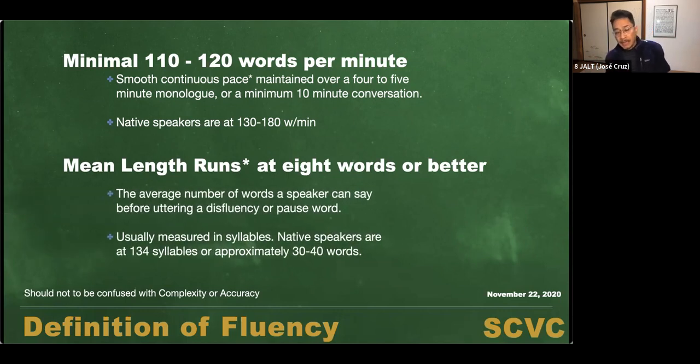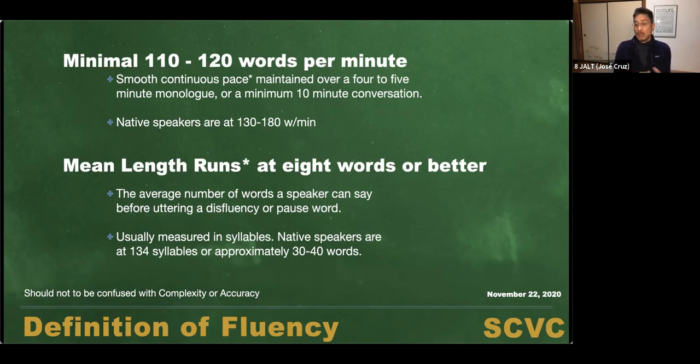The concept of mean length of run addresses the idea that you can't just speak words that have no meaning, words that are just a bunch of staccato bursts of non-information. You want to be able to take meaningful words and say them within the same sentence, without breaking it up with you knows, I mean. These disfluent words shouldn't come in for any more than about 8 words. That makes a student start to approach fluency.